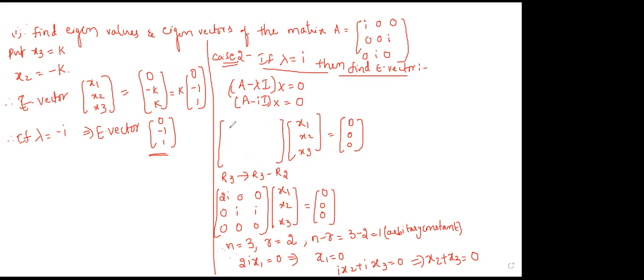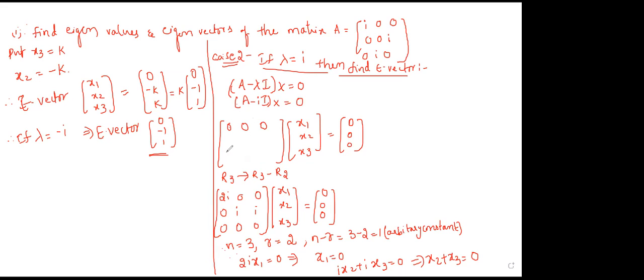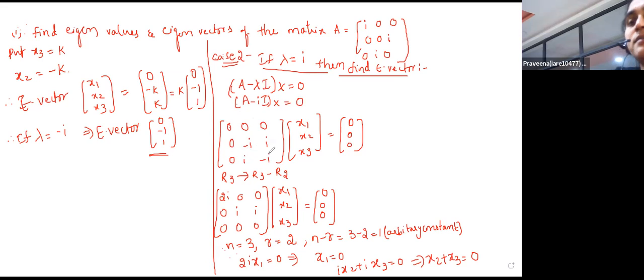0, 0, 0. 0, 0, 0, na? Right. After substituting lambda as i. 0, 0, 0. Next, 0, minus i, i. Next, 0, i, minus i. Tell me the row operation for that here.